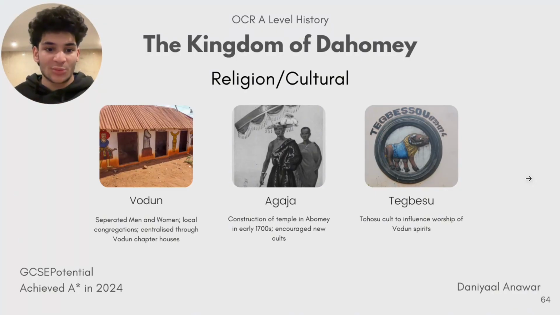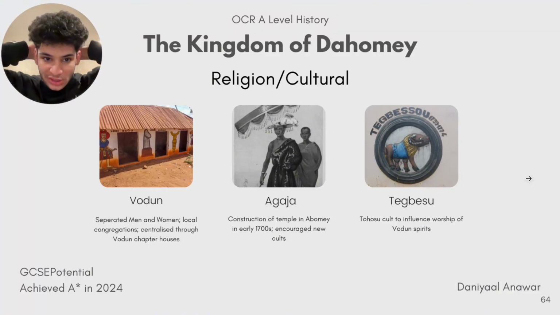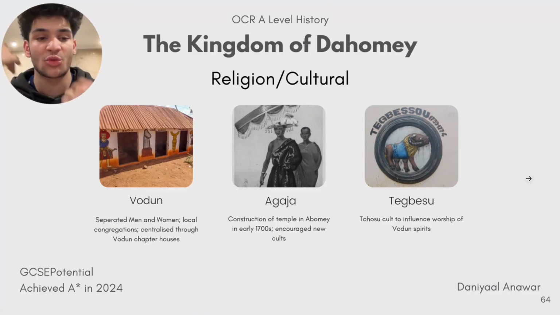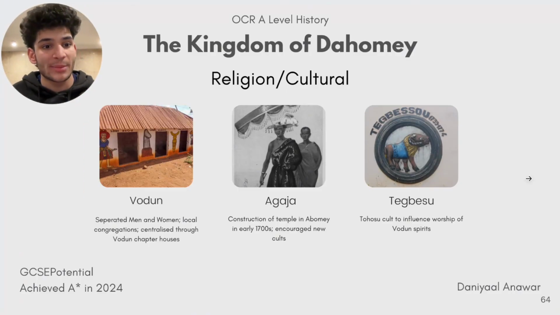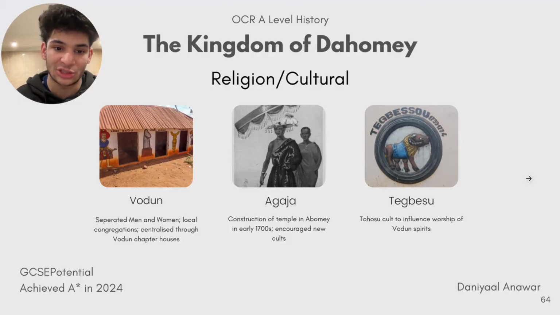Firstly, Vodon. Vodon was like a spiritual belief. They separated men and women in their spiritual beliefs, so segregated. And they had local congregations of different beliefs. And yeah, it's kind of just like spiritual belief in the ancestors, etc. It brought people together, but also allowed you to manipulate people's ideas because obviously you are centralizing what they believe in. In particular, the government centralized their, I guess, religious belief in Vodon through Vodon chapter houses.